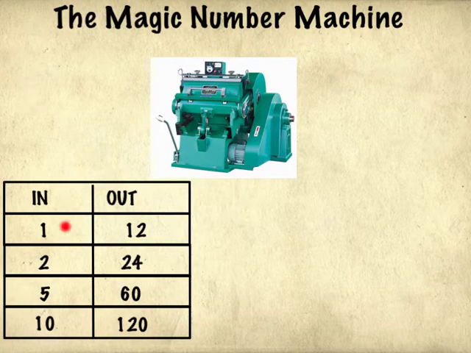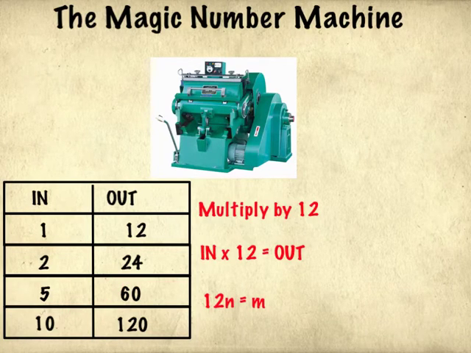So looking at 1 times 12 is 12, so let's see if that works for the next one. 2 times 12 is 24, 5 times 12 is 60, 10 times 12 is 120, easy peasy. And again, 3 ways I can write that. I could just say the rule is multiply by 12. I could say in times 12 equals out, or I can say 12n equals m. I like this one. It's shorter, less writing.